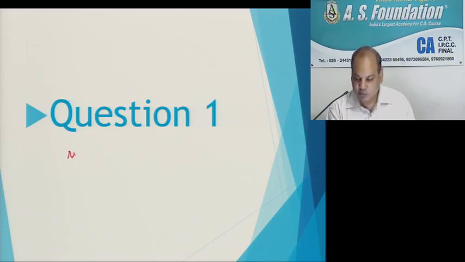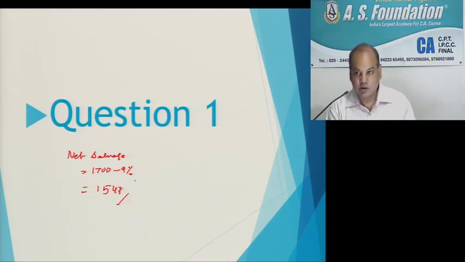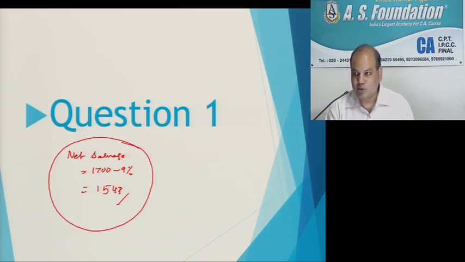So basically you have to find out net salvage value. Net salvage value will be 1700 minus 9%. 1547, very good. So point number E, net salvage value 1547. This amount you will write in loan option, not in lease option.